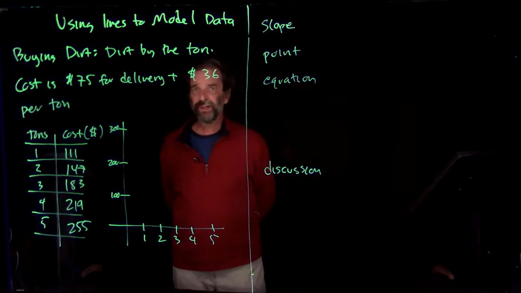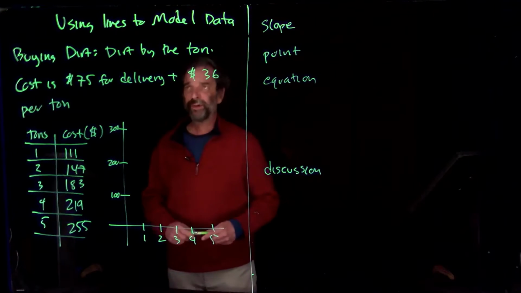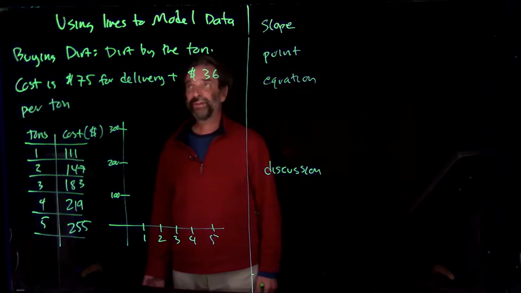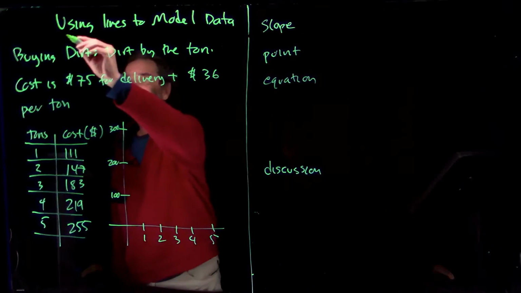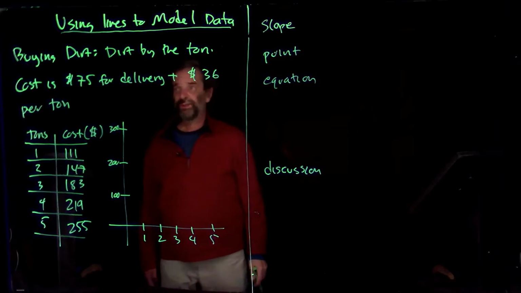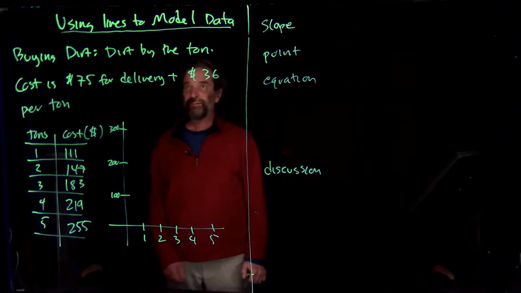So we're coming to the end of the section. The last part of the section is about using lines to model information or to model situations. We call it using lines to model data. And here the situation is dear to my heart because I buy dirt for my garden.